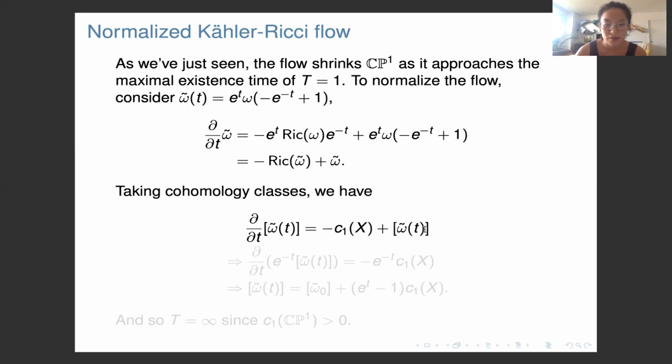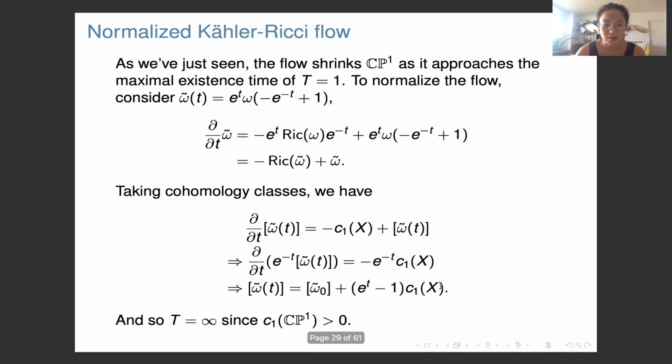And so you can then move this last term to the left-hand side, add this e to the negative t factor, and solving this simple ODE, find that as a class, omega t is equal to omega naught plus e to the t minus 1 times c1 of x. We know that for all t positive, e to the t is greater than 1. So in fact, this right-hand side will always be positive from the fact that c1 of CP1 is positive. And so we can now extend the flow such that big T is infinite.